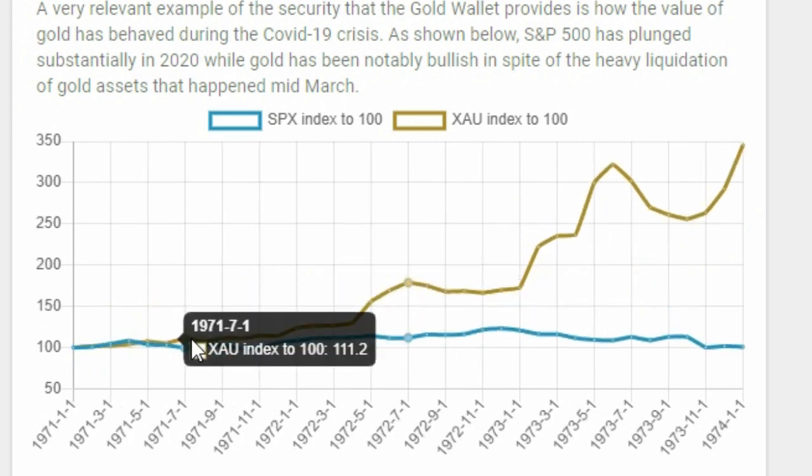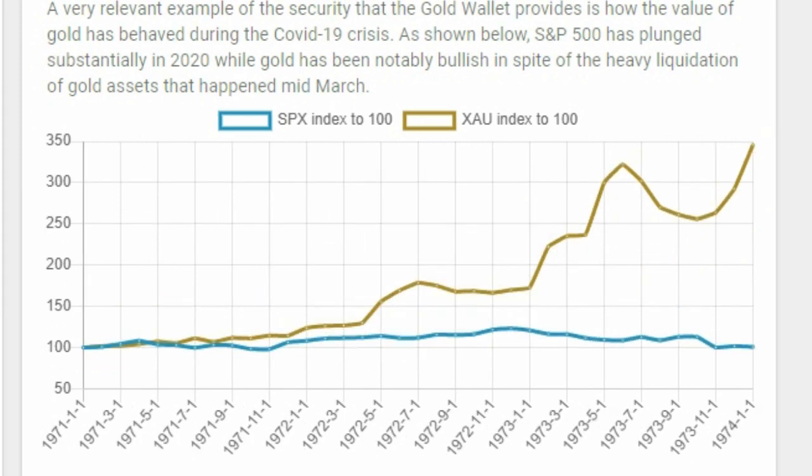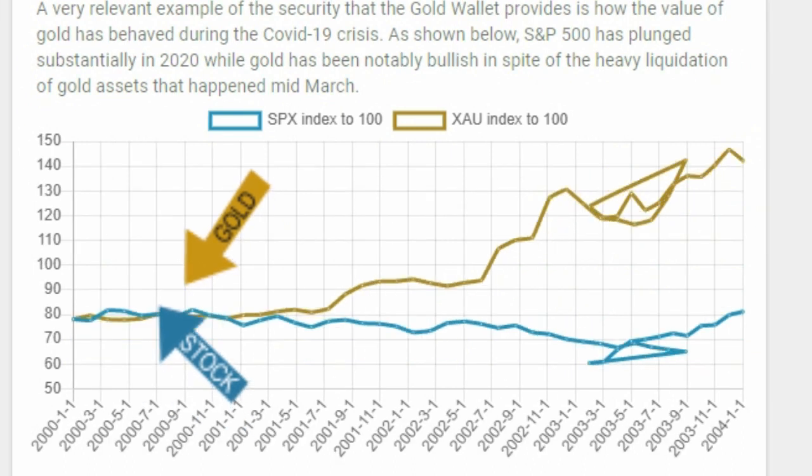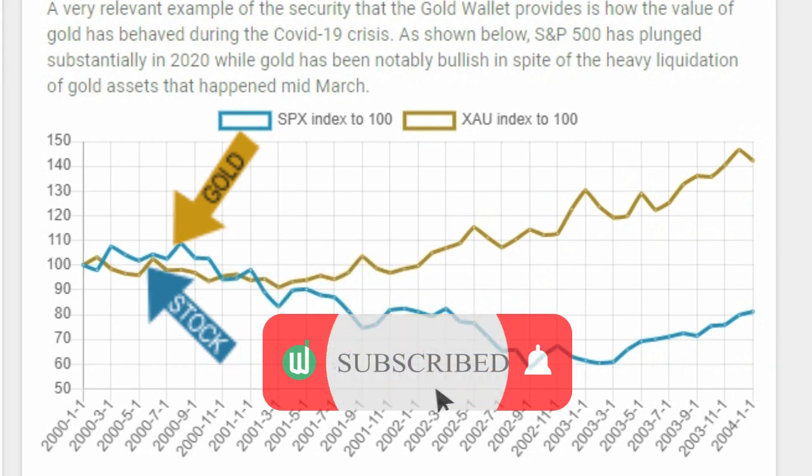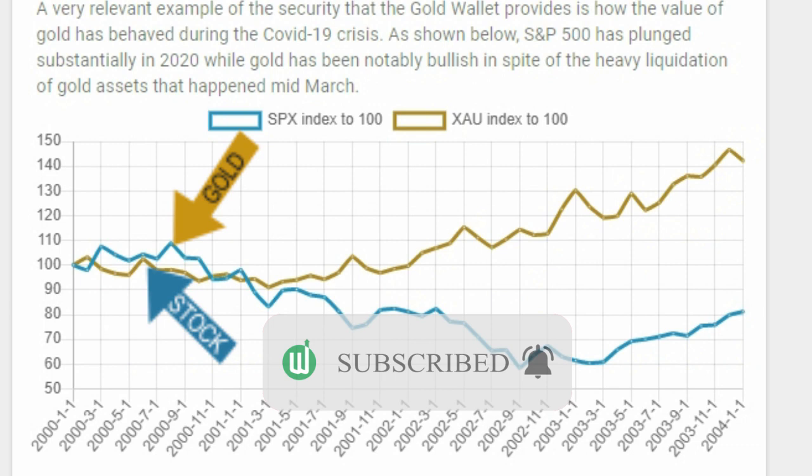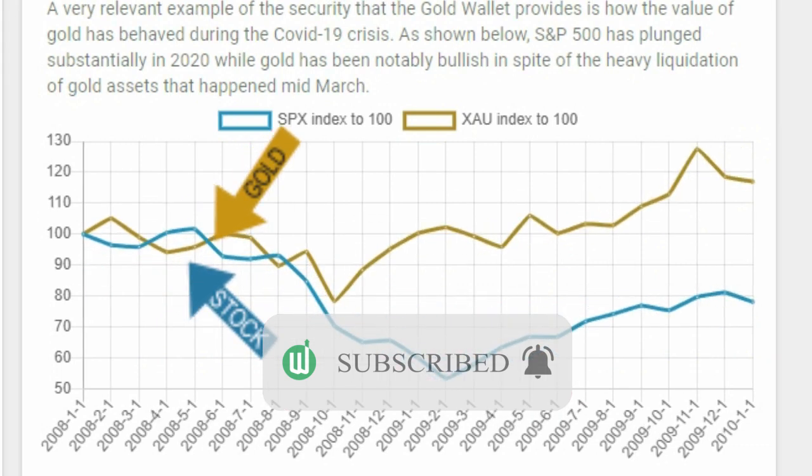1971 to 1973. In the beginning, the curves follow each other 100%. Then oil prices start rising, and gold is a much better place to be. 2002, same pattern. 2008 to 2010, again the same pattern. 2019, the same again.